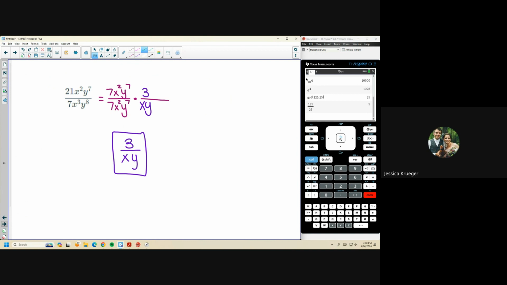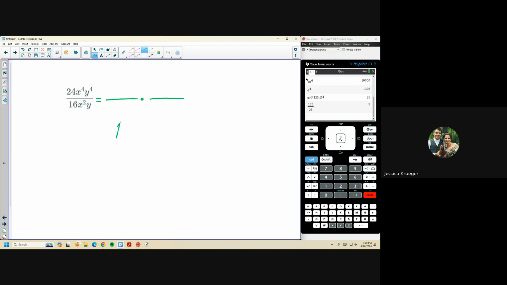Okay, erase your board. Here's the next one. Same steps. See if you can figure out what fraction equal to 1 you're going to use. So pause, figure that out. Here's the first part. Now pause and see if you can find the second part. Here comes your answer.